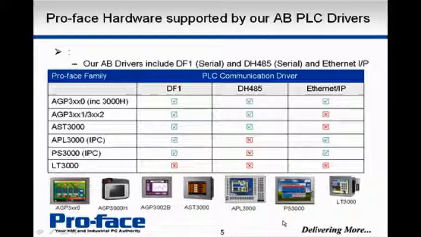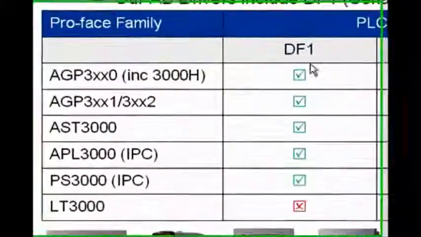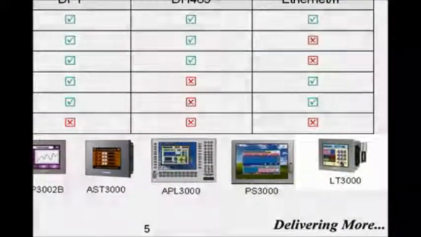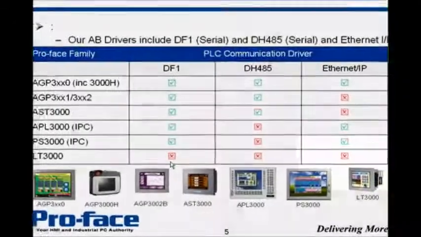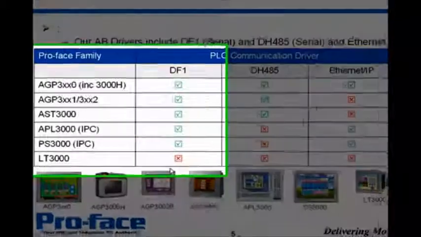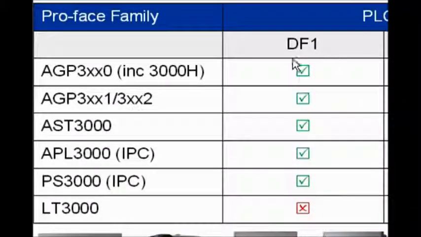So alongside that addressing mode map, we now have a map of the Pro-face hardware which supports these various drivers. And what we find here is the DF1 serial driver, typically RS232, and that is supported across almost every part of our Pro-face family. The exception here is the LT3000 family, which is a standalone controller with its own PLC functionality, and that therefore does not have PLC driver support. So you'll see X's all the way across the bottom, just as a reminder. So DF1 available on pretty much everything.